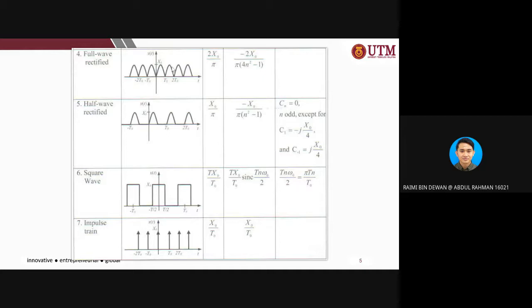Then you have more waves here: full wave rectified, half wave rectified, square wave. I think you guys learned this. For example, how to obtain this in a digital or electronic device, I'm not sure. How you obtain this full wave rectified, half wave rectified. Then you have square wave, you have impulse train. A lot of types of waves.